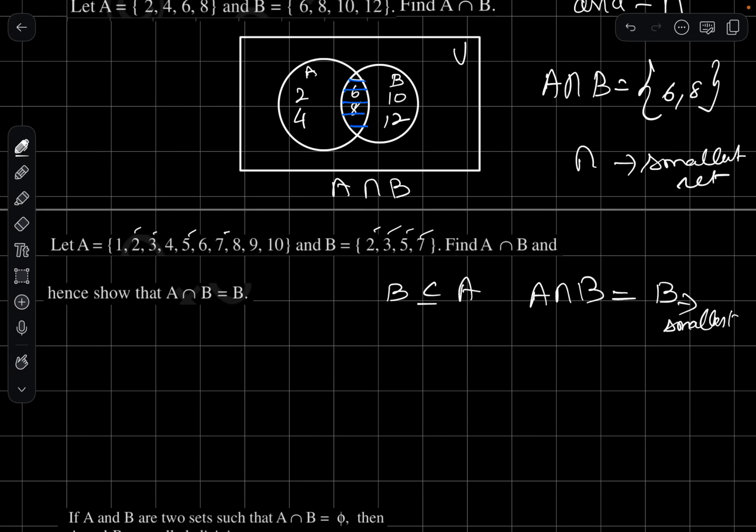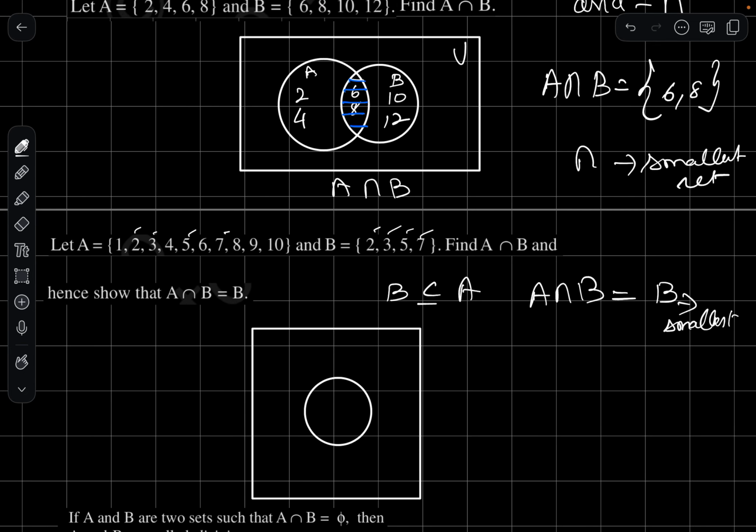Now how will you draw the diagram? Will you draw A and B intersecting or A within B? Automatically you will draw it as B within A, isn't it? Because all the elements of B are in A. First we will draw A. Then this is going to be A. Then I am going to draw B. This is going to be B.